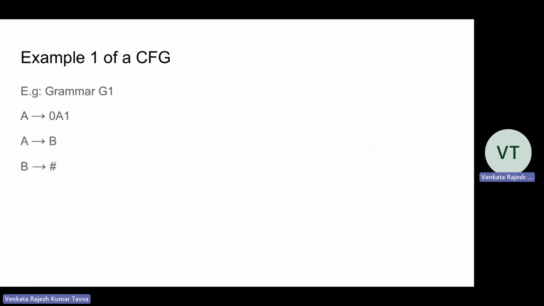But when you have a terminal, you can't replace it with anything else because there will be no rule with a terminal as the LHS. Only when you have a symbol which is an LHS in any one of the rules, you can replace it with its corresponding RHS. Otherwise, you can't replace it, right?